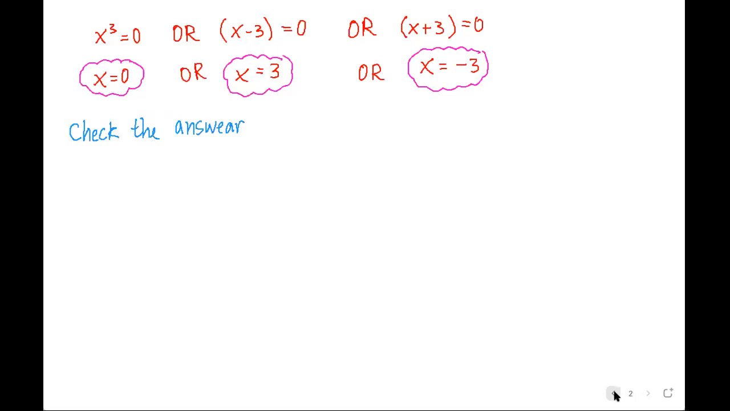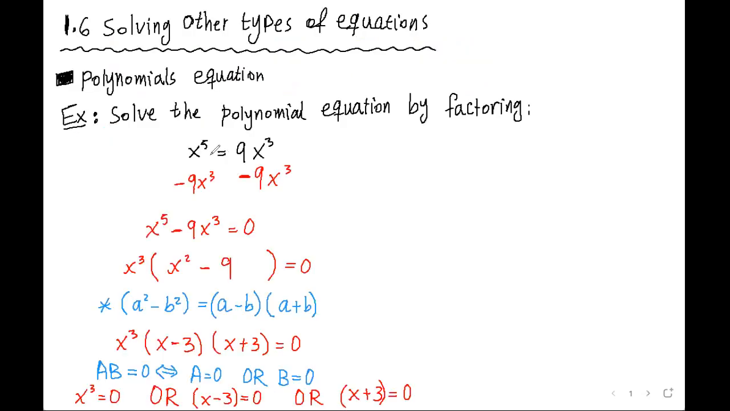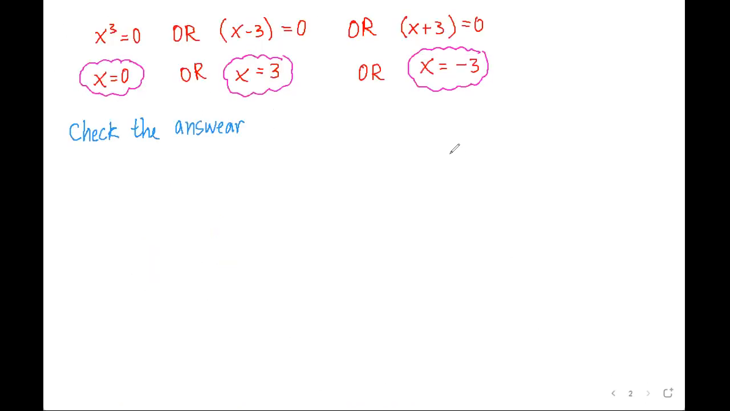So my equation here is x to the 5 equals 9x to the 3. So my equation, x to the power 5, minus 9x to the 3 equals 0. So let me plug in 0, the first solution, inside this polynomial equation.